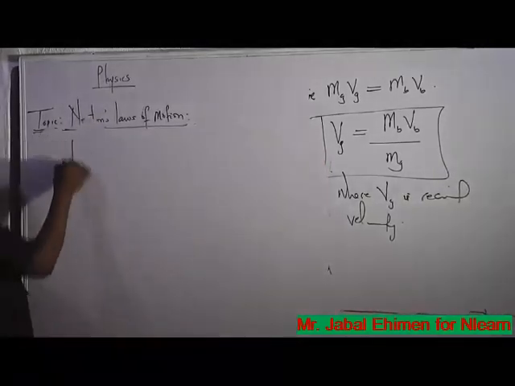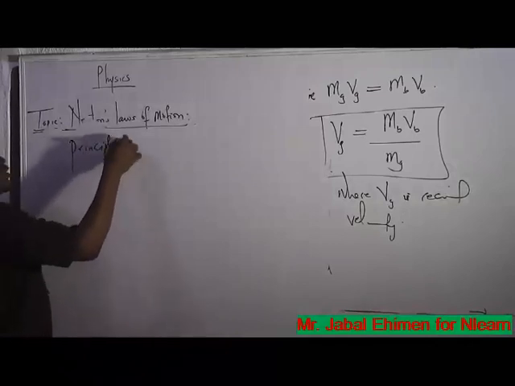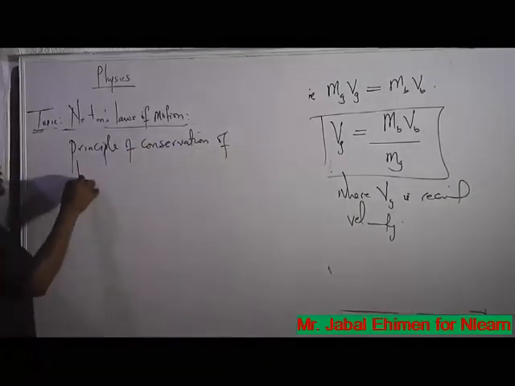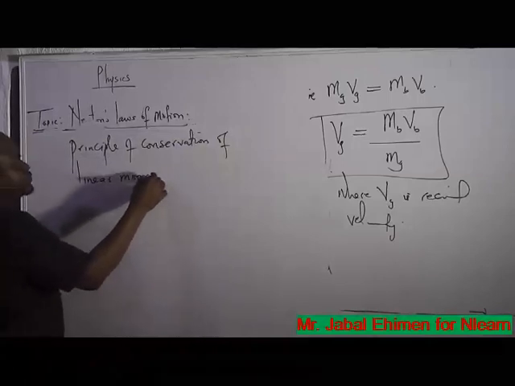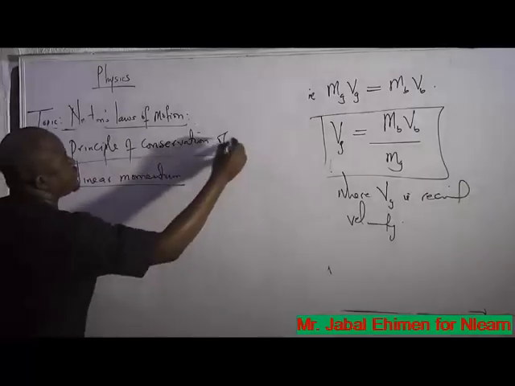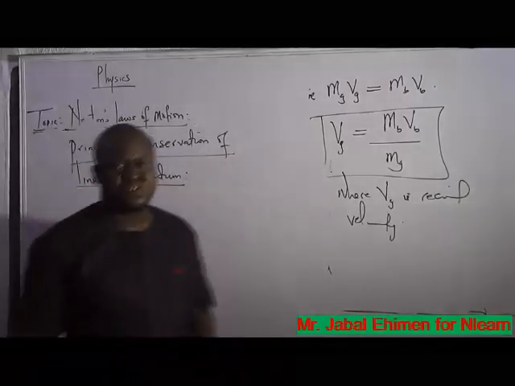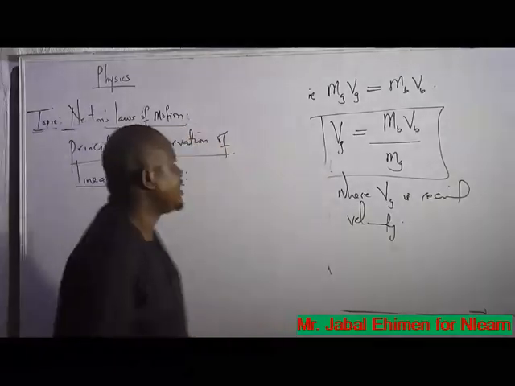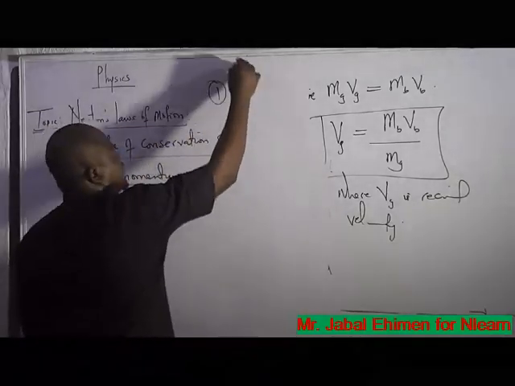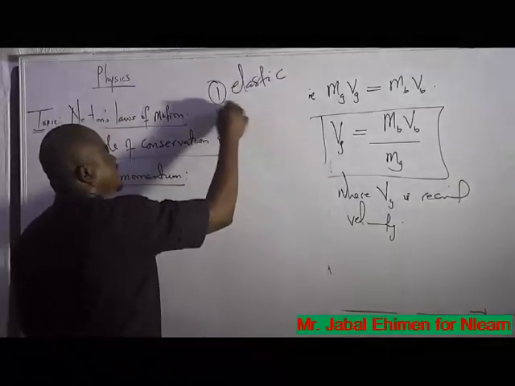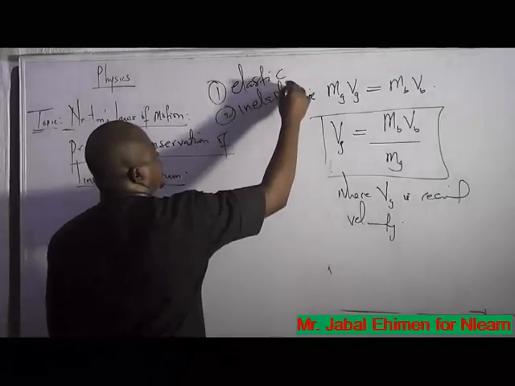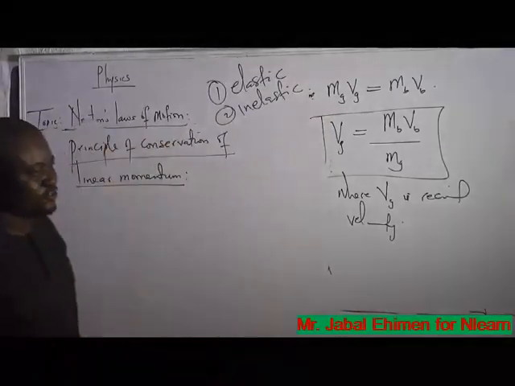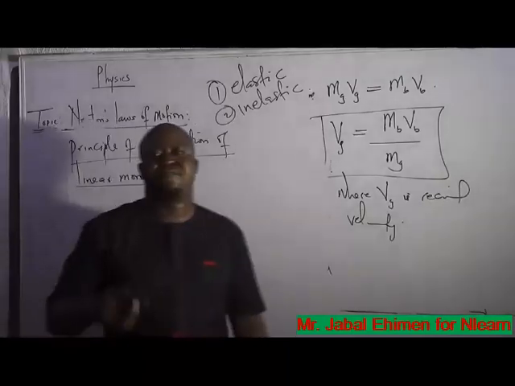Now, the principle of conservation of linear momentum. Conservation of linear momentum is all about collision. And basically we have two types of collision. The first collision we have is called elastic collision. And the second one is inelastic collision. So collision can be elastic, collision can be inelastic.